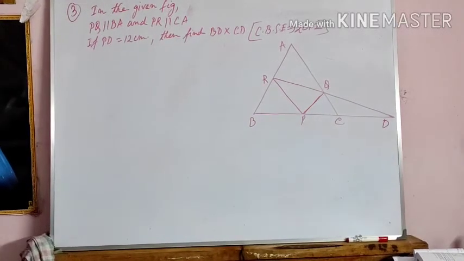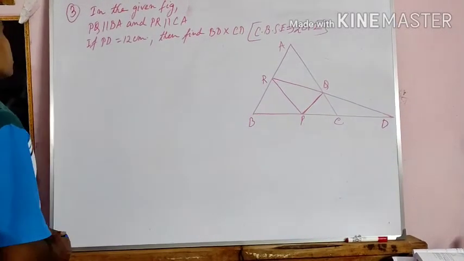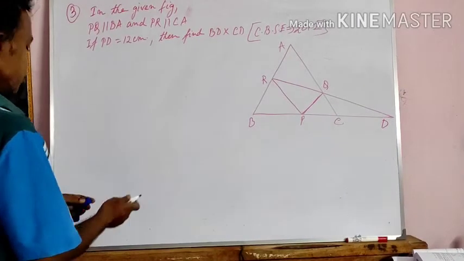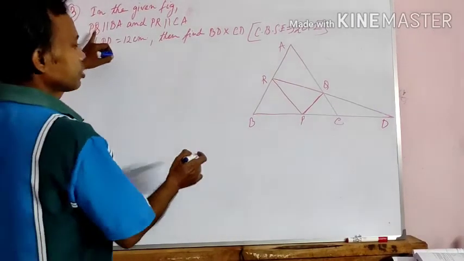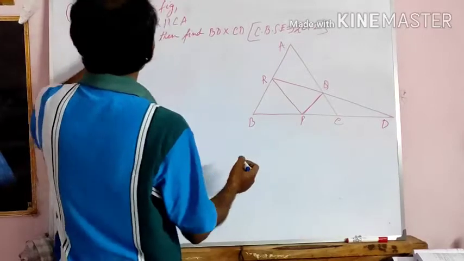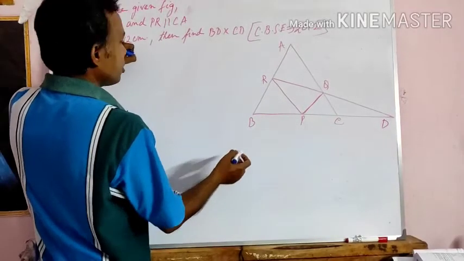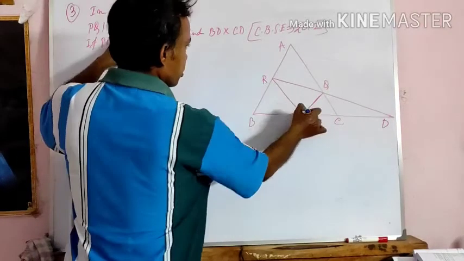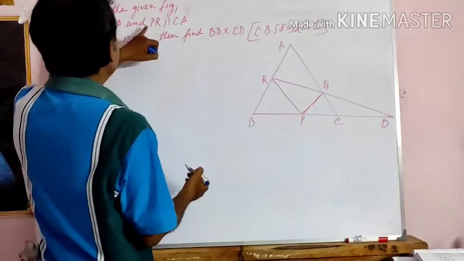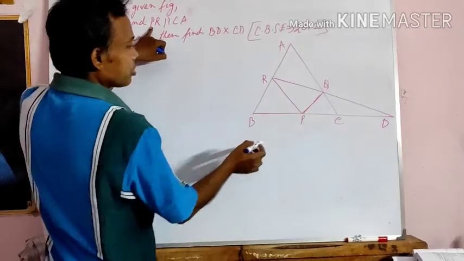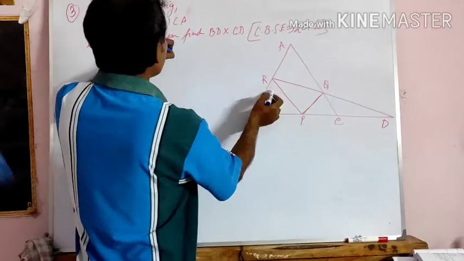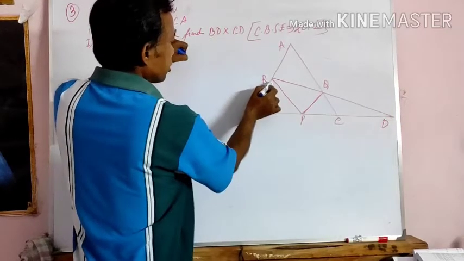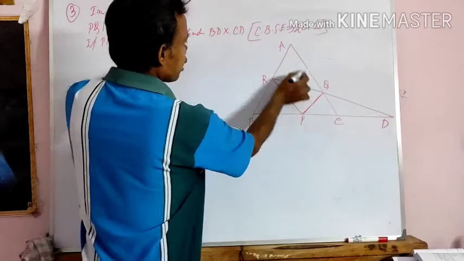CBSE class 10 question number 3. In the given figure, PQ is parallel to BA, and PR is parallel to CA.